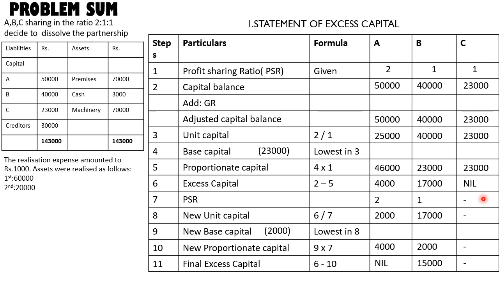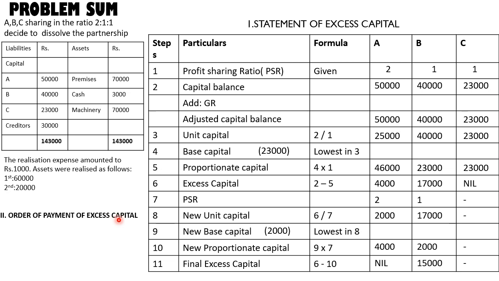Remember, at step number 6, one of the partners has to become nil, and at step number 11, again one more partner has to become nil. Okay, now with the help of the statement of excess capital, we'll be able to find the second step, that is to find the order of payment of excess capital.